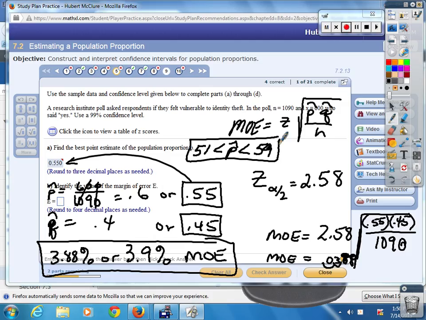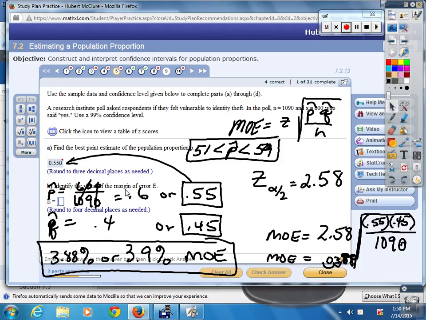Okay, that's the right answer. I don't know what they want, but okay, margin of error, it says round to 4 decimal places. So 0.0389. And then they're probably going to ask for the confidence interval. What'd you get? 0.5111. And what's the other one? 0.5888.